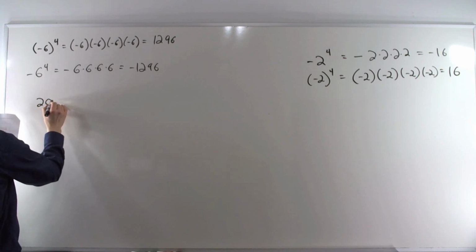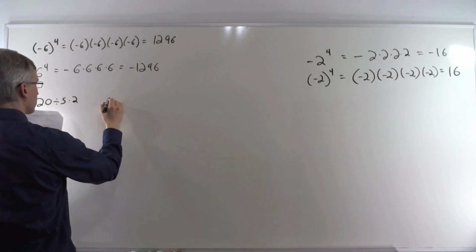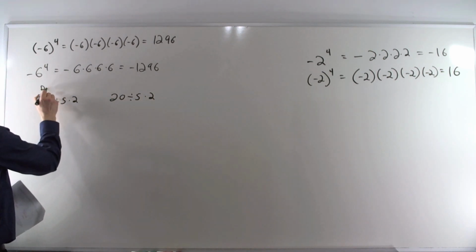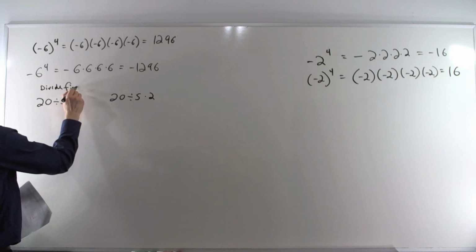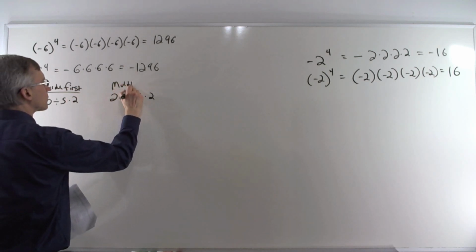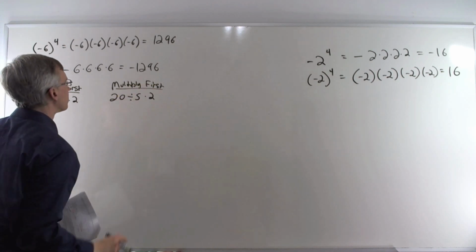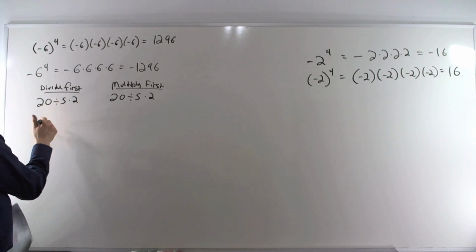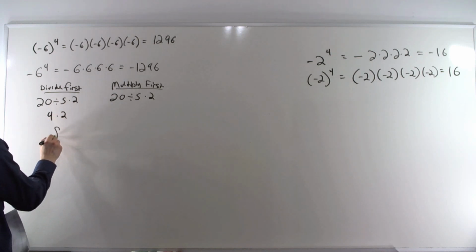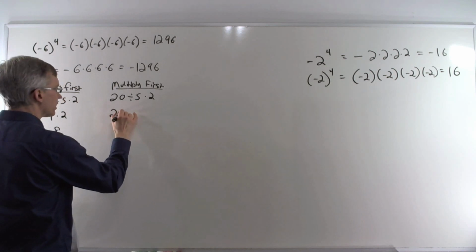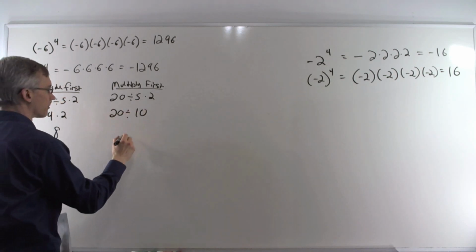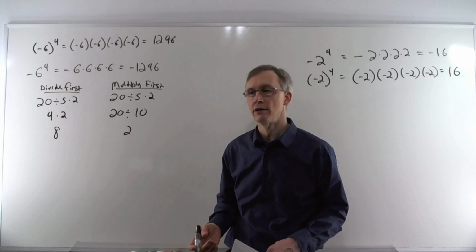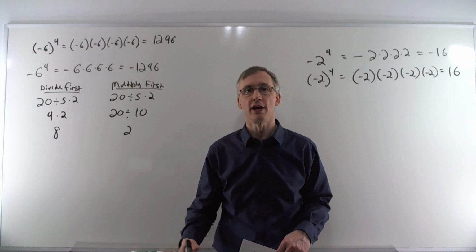We got 20 divided by 5 times 2. So what I'd like you to do is here divide first. And here multiply first and see what you get. So if we divide first, 20 divided by 5 is 4. So we get 4 times 2. 4 times 2 is 8. If we multiply first, we get 20 divided by 5 times 2 is 10. 20 divided by 10 is 2. So just like we end up at a different place if we follow the directions in a different order, here we end up at a different answer if we do the operations in a different order.